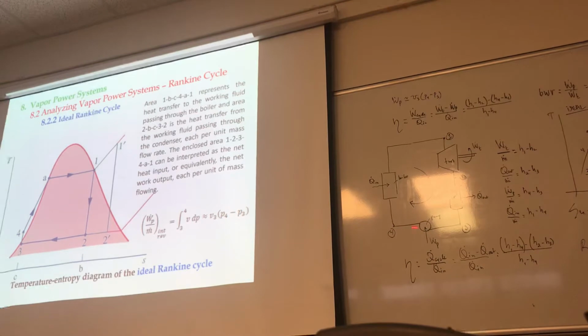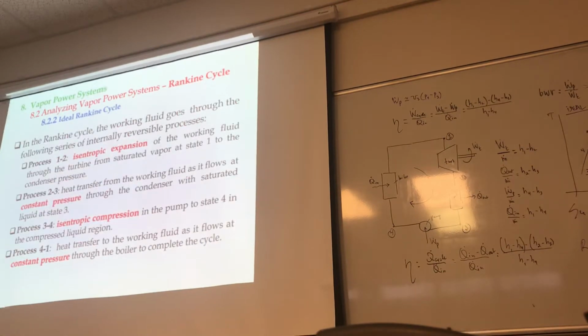Then we talked about this, and this is that approximation that I was mentioning before, the integral of VdP, right? Which is approximately, you usually just take the V3 here and then just multiply by the pressure difference to get what the work is. We talked about the four processes. Two of them are isentropic, two of them are constant pressure.